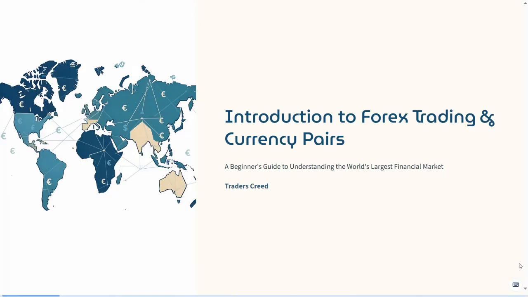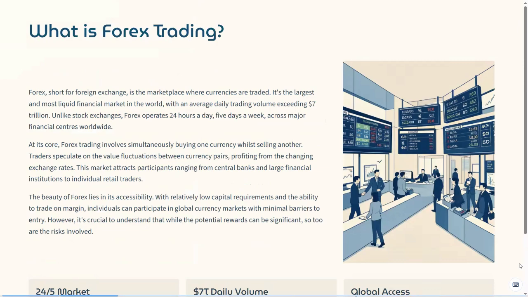So today we're going to be talking about an introduction to Forex and currency pairs. This is a beginner's guide to understanding the world's largest financial market. So what is Forex trading?